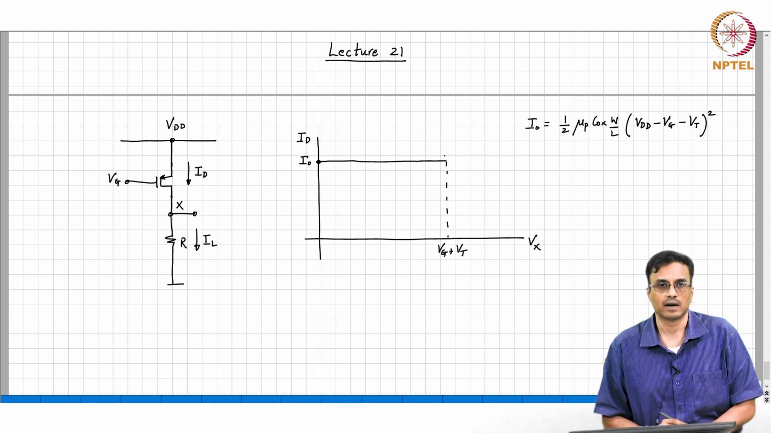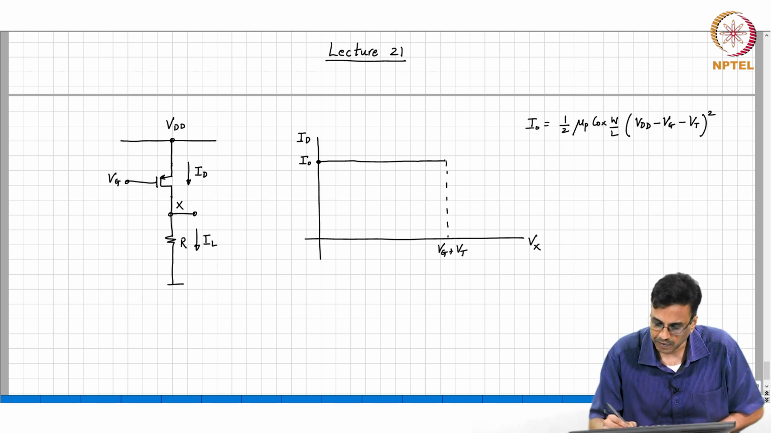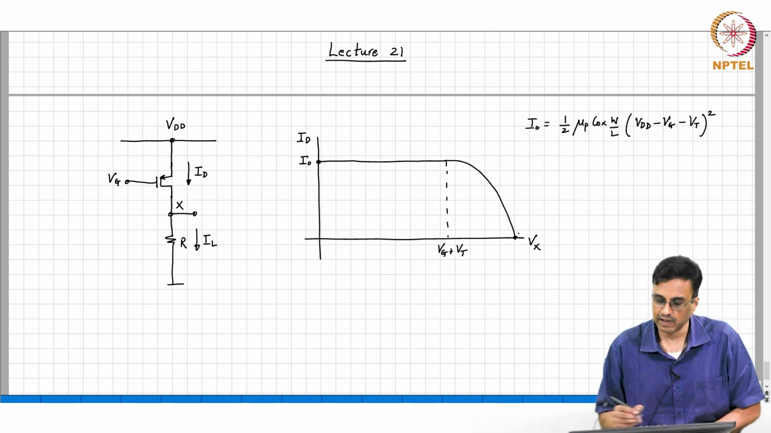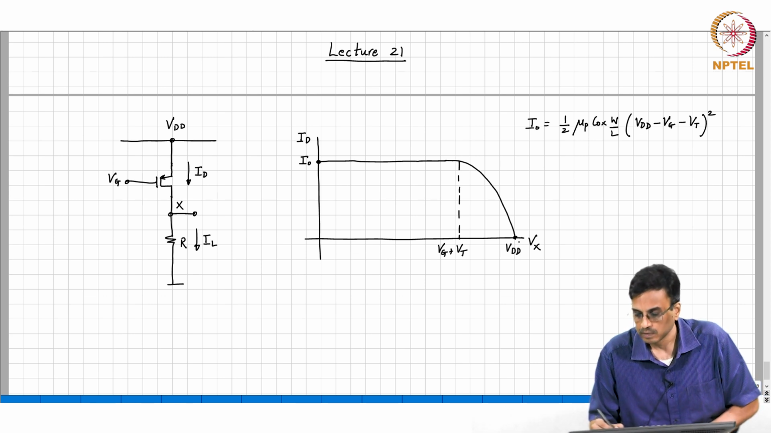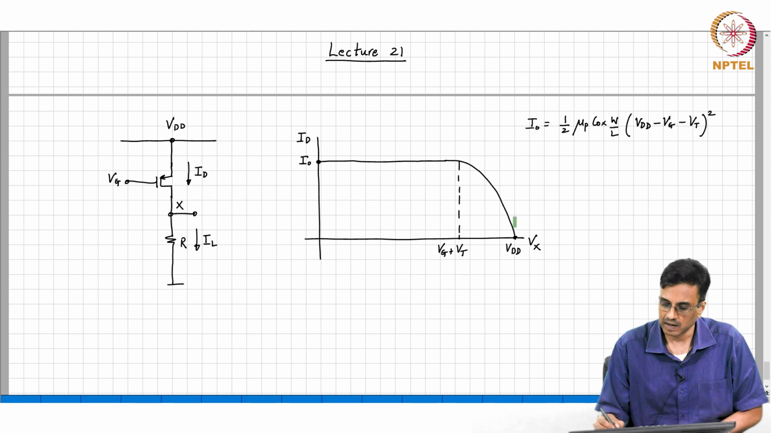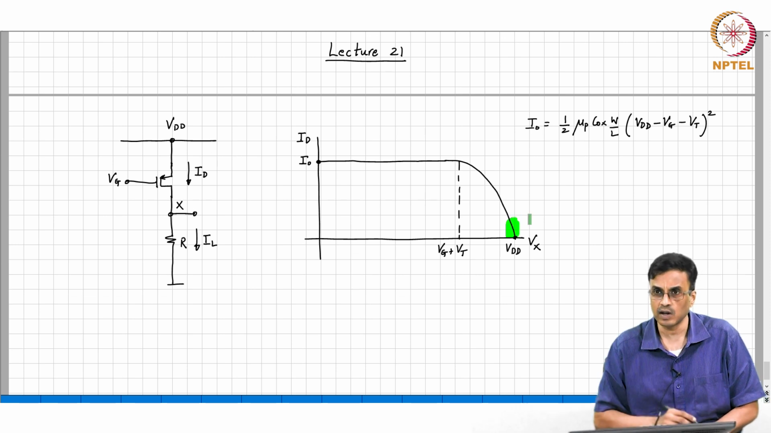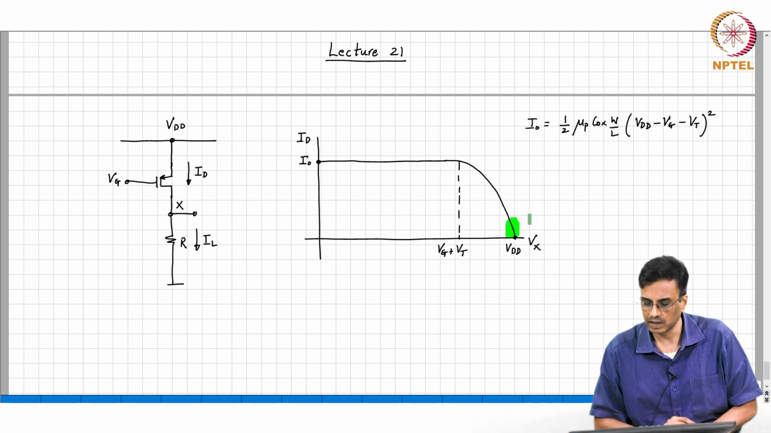So, what happens to the current? Current drops, and eventually it will become 0. At what Vx will the current drop to 0? Vdd. And in this region, what region is the transistor operating in? When the current is 0, what is the region of operation of the transistor? It is operating in the linear region, right.